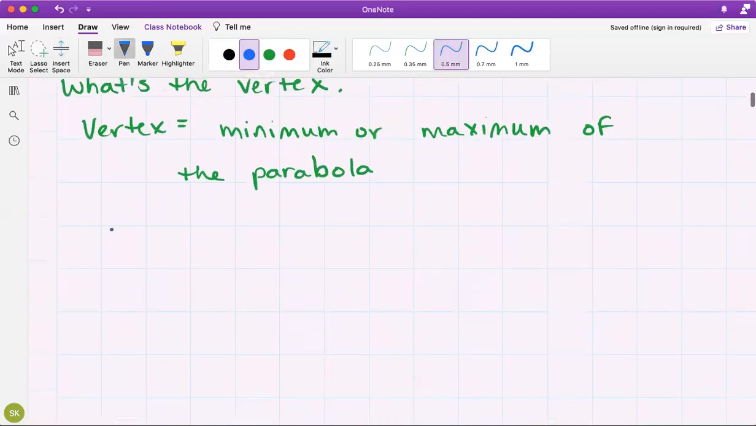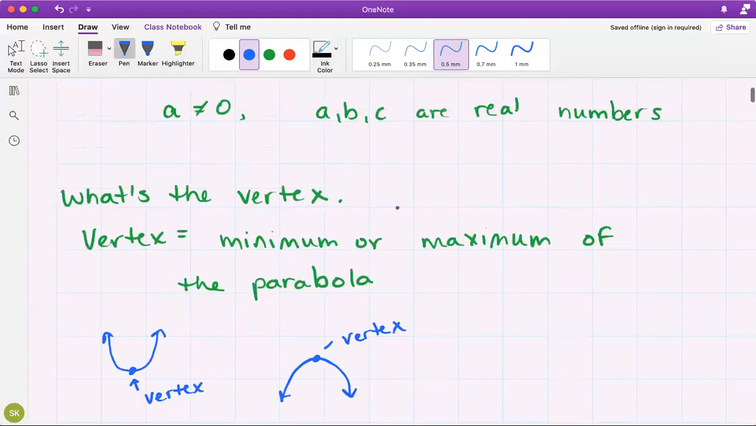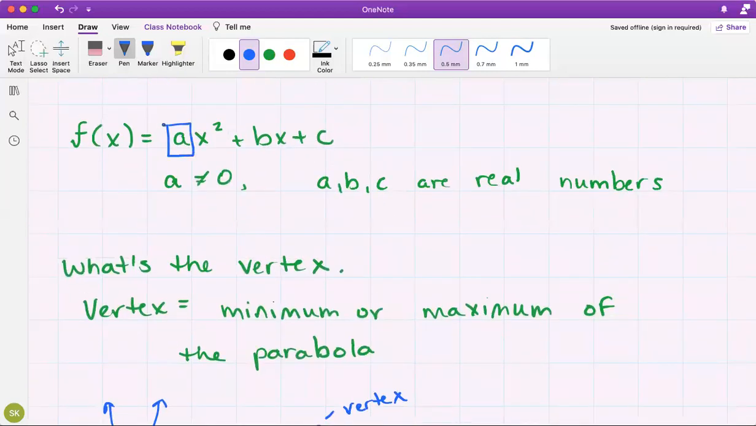So if we have a parabola that looks like this, where it's pointing up, this point, the minimum, is the vertex. If the parabola is pointing down, the maximum here is the vertex. So it's either a minimum or a maximum depending on the way the parabola is pointing. And the way we can determine that depends on this letter here, A. So if A is greater than 0, then your parabola is pointing upwards. And if A is less than 0, it's going to be pointing downwards.